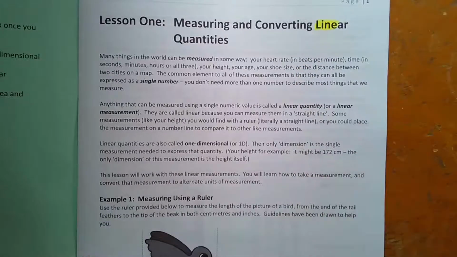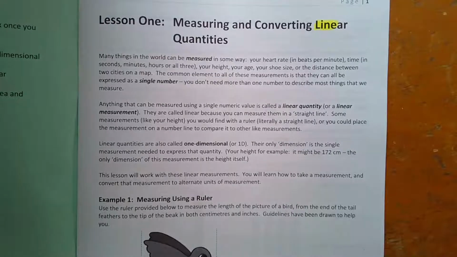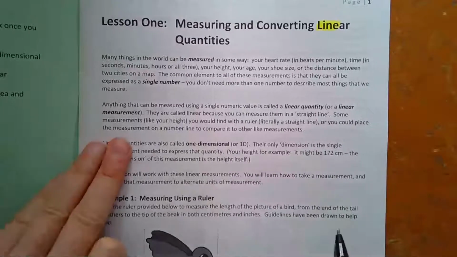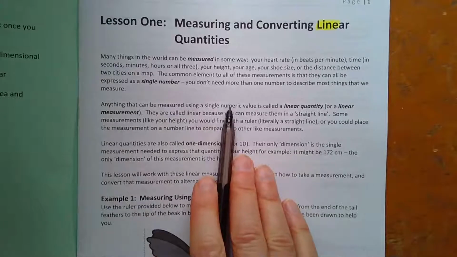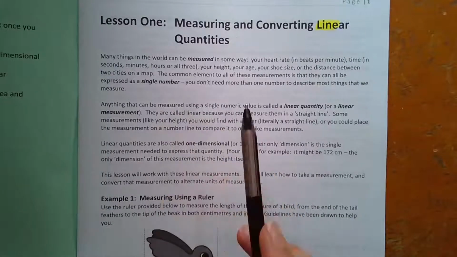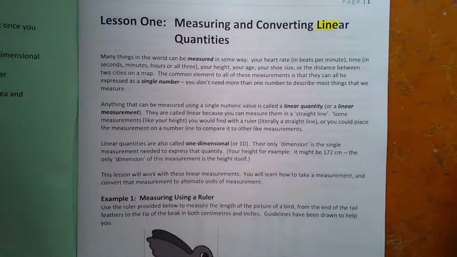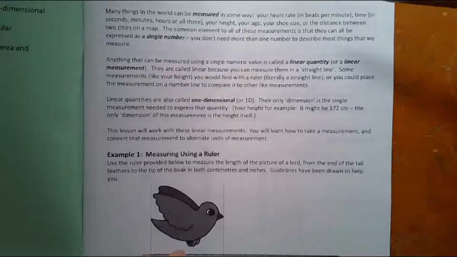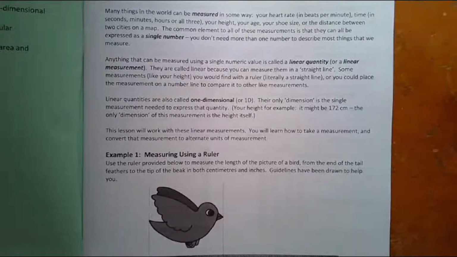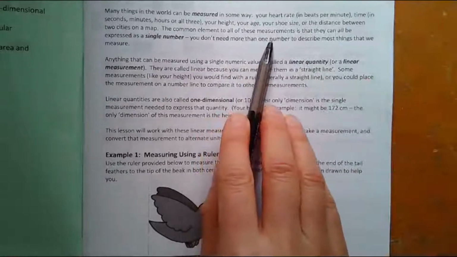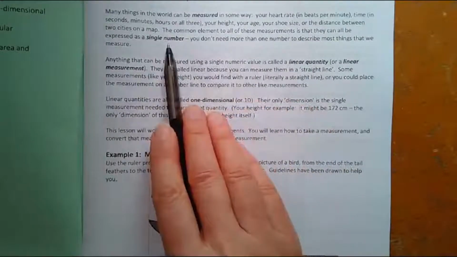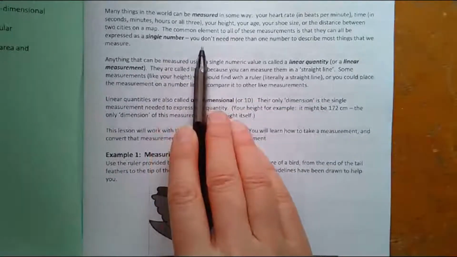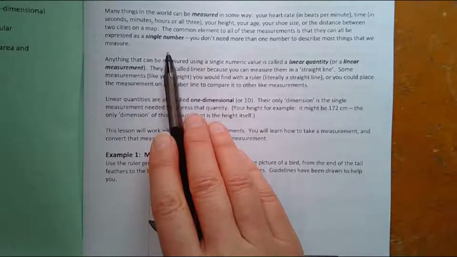This basically means things that can be measured linearly, and that just means in one direction. Lots of things that we measure in our world have just one direction, right? Like our height, we're just measuring from the ground up. Your heart rate, time, height, age, shoe size, distance. The common element to all of these measurements is that they can all be expressed as a single number. You don't need more than one number to describe most things that we measure.